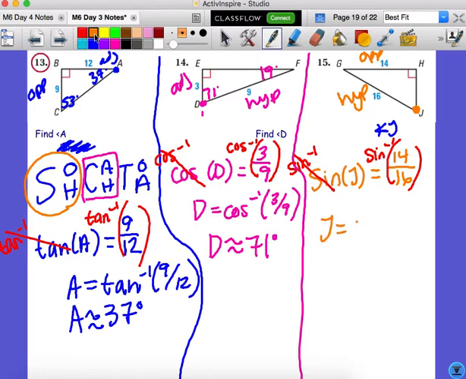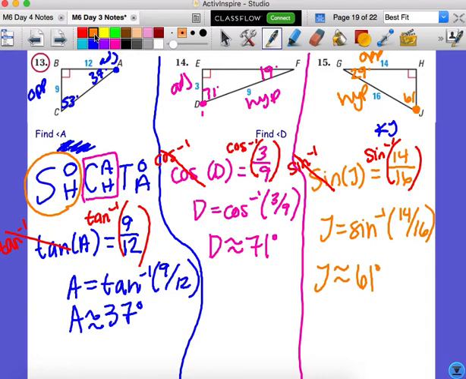So J equals the sine inverse of 14 over 16. So second sine, 14 divided by 16. And we find that J is approximately 61 degrees, which means that my missing angle for G is 29. If they had asked me to solve these triangles, we would have to find that third side that we're missing. So we would either need to use a trig function or Pythagorean theorem to find those missing parts.